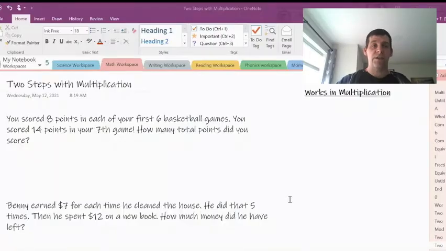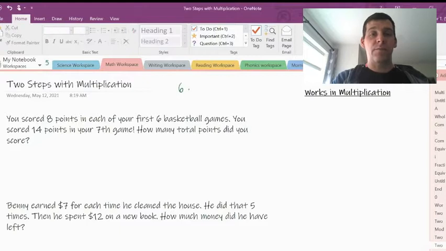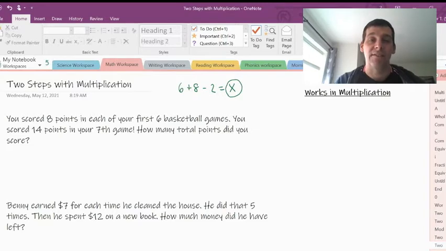We're going to continue with the idea of doing two-step word problems, right? These are the types of problems that you might find where you have to go like 6 plus 8 and then subtract 2 and get to x, right? We're trying to put that together as the variable at the end, the unknown, and represent that as a letter.